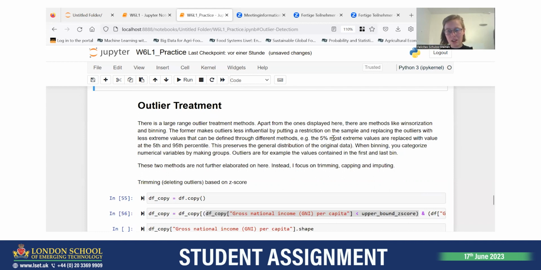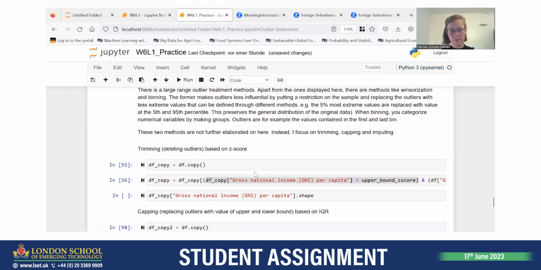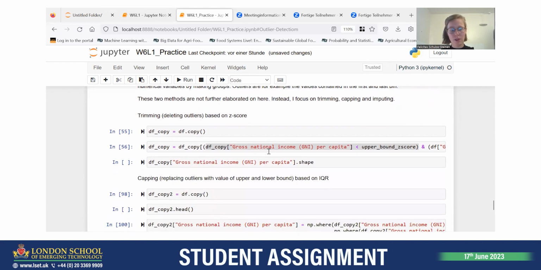And when binning, you can categorize numerical variables by making groups, and for example, outliers would be values contained in the first and last bin. But I will not further elaborate on these methods here. Instead, I will focus on trimming, capping, and imputing. So trimming refers to deleting outliers, and here I will do this based on the z-score that we calculated before.